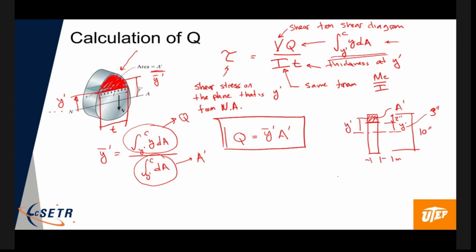To get Q for this, A prime is going to be the 1 inch times the 2 inches. So that's 2 inches squared. And then y bar prime, that's going to be 1 inch down from the top. So that's 5 minus 1. That's equal to 4 inches. So in this particular case, Q would just be 8 inches cubed. All right. So that makes the calculation of Q a lot easier. You don't have to do the integral. You just have to do the area of the region you would integrate for Q multiplied by the location of its centroid.